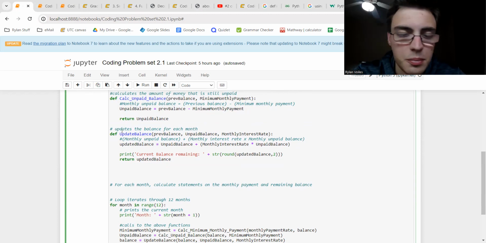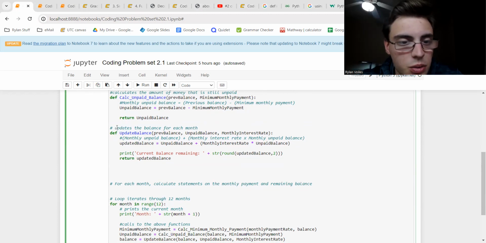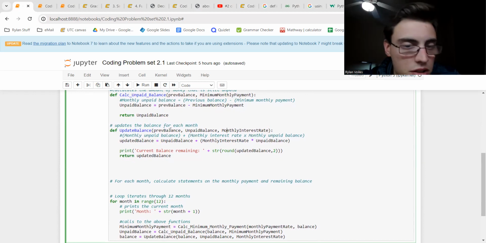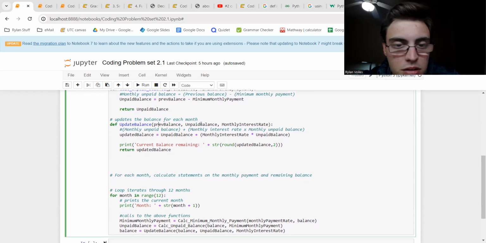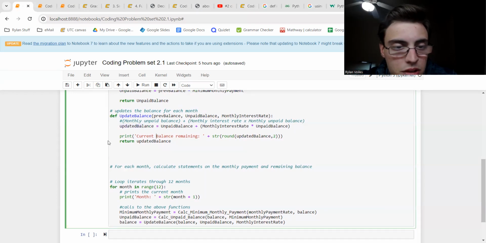Next we have the update balance function, which takes the previous balance variable, the unpaid balance variable, and the monthly interest rate variable to run. It takes the sum of the monthly unpaid balance and the monthly interest rate multiplied by the monthly unpaid balance. It will also print it once it's done and also return this variable.